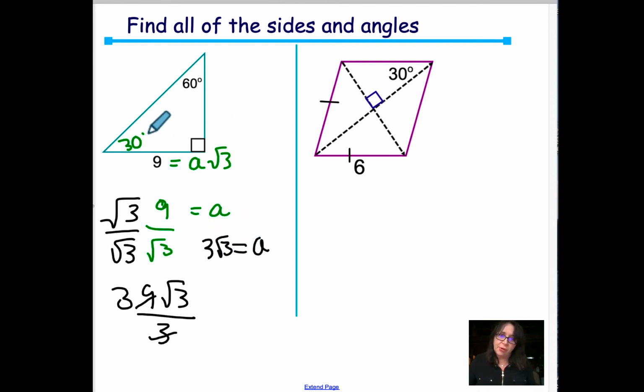And what that means is across from the 30 is 3 root 3. And then across from the 90 is twice that, so that's going to be 6 root 3.